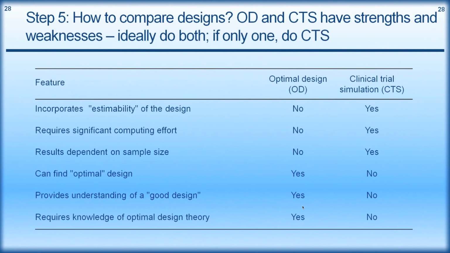A difficulty with using optimal design is it requires knowledge of optimal design theory. So you need to be comfortable working with the expected Fisher information matrix. If you haven't been trained on that, it can be a little bit difficult. In contrast, clinical trial simulation is extremely straightforward. We just simulate the design, we estimate it, we compare the estimated results to the true results. Very straightforward.